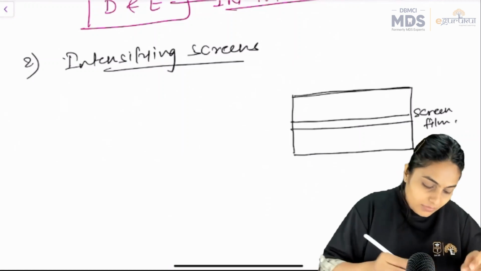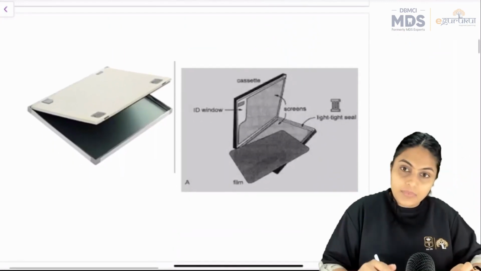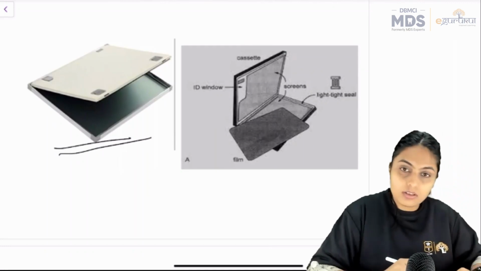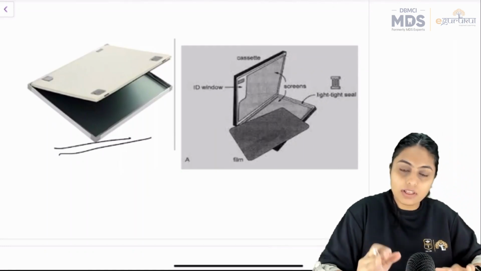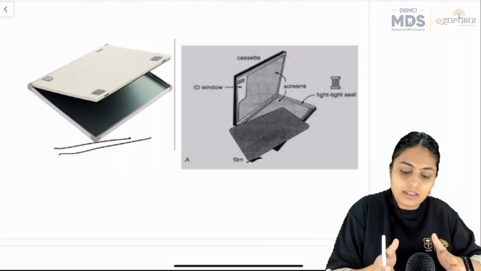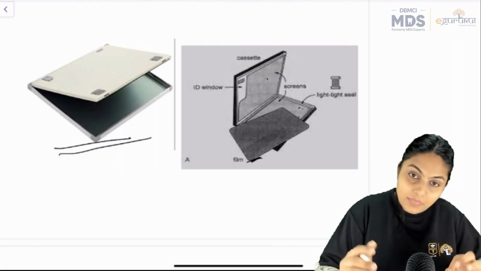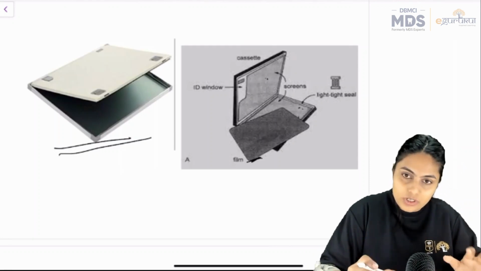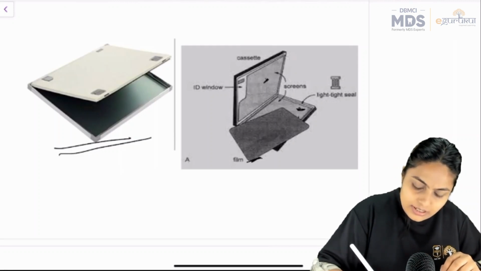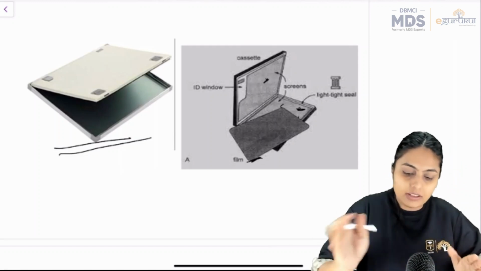Before going into this, if you see this diagram, this is your extraoral cassette. This is the film which you keep inside this extraoral cassette, and on both sides there are intensifying screens which are being stuck. So these are screens inside which we keep film, and we close the cassette and then take the radiograph.